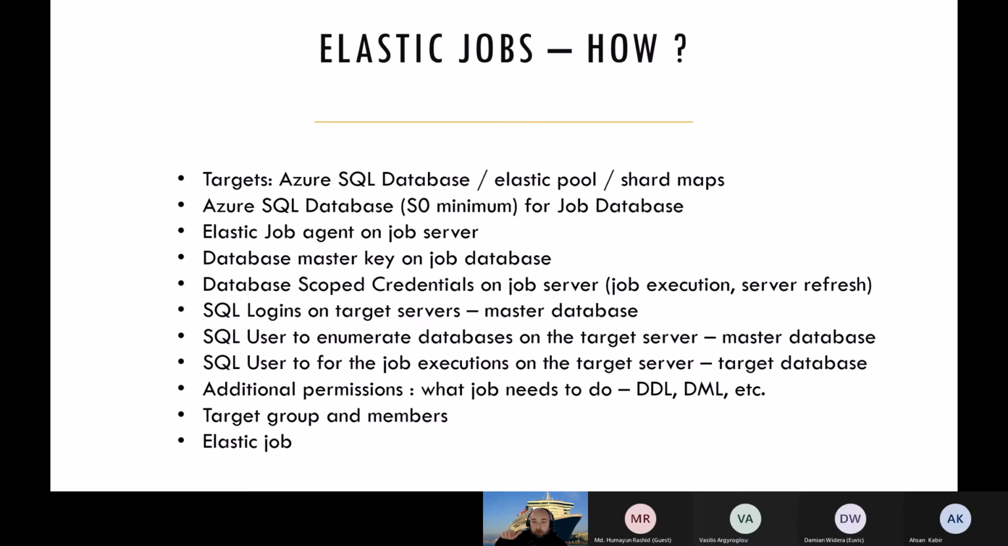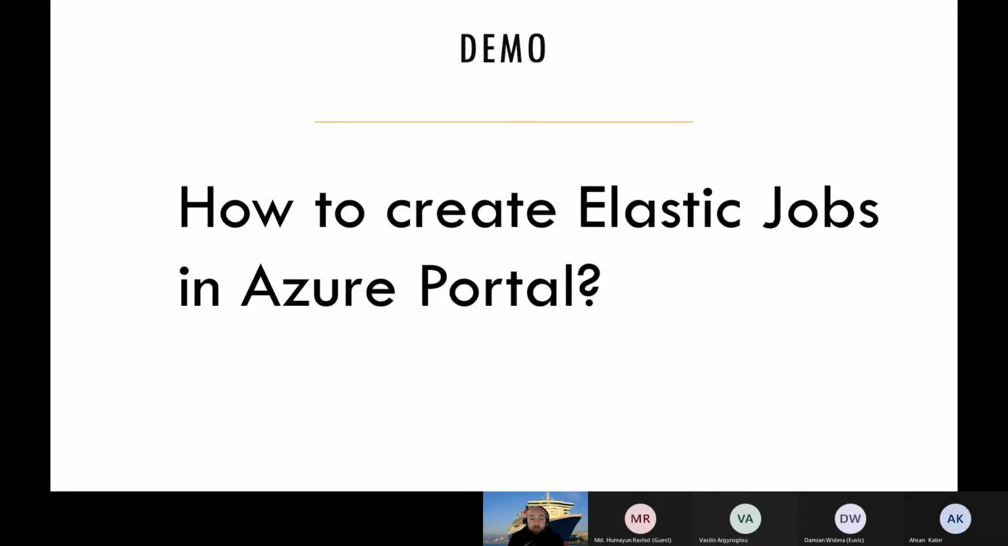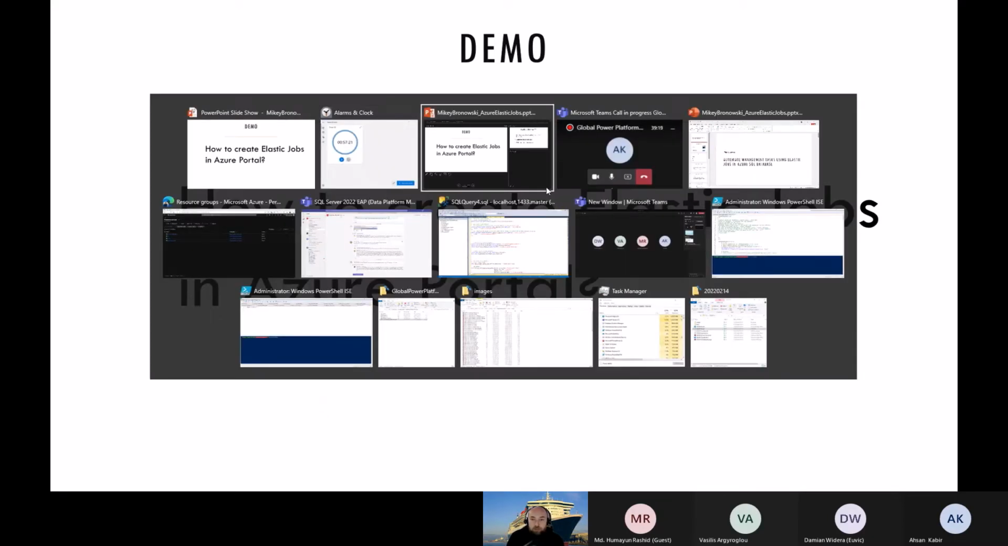But I will show you the plan, so you don't have to read this slide. You don't have to memorize that. And we will go through that. Especially it's more clear in the PowerShell demo. But you have to do this either way. So let's see first how we can create Elastic jobs in Azure Portal. Let's switch to the portal now.